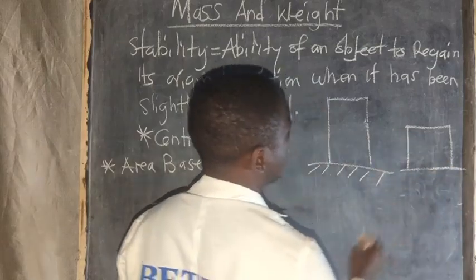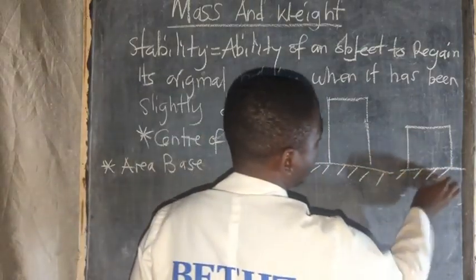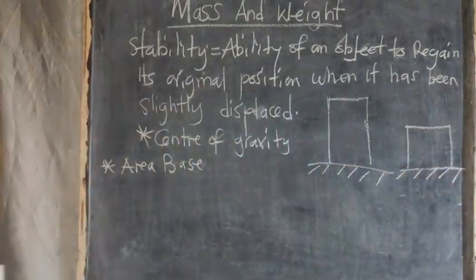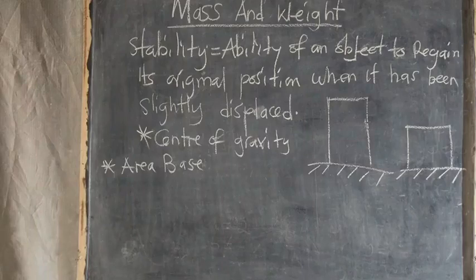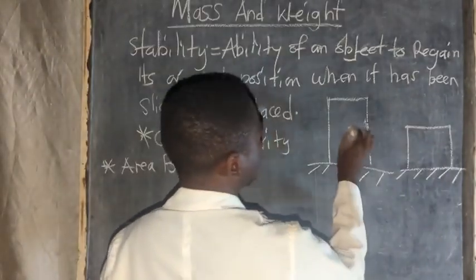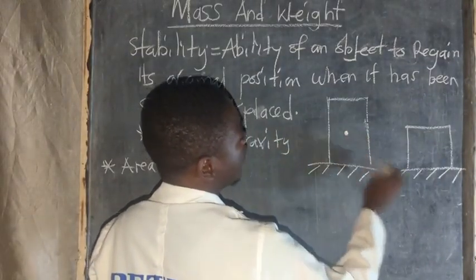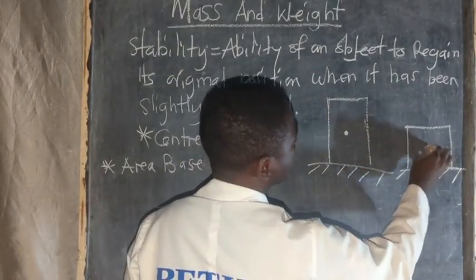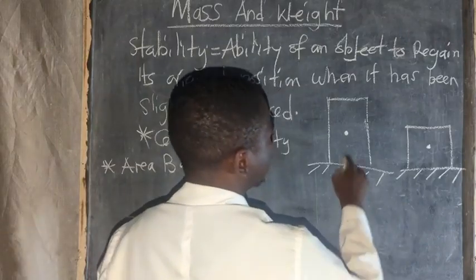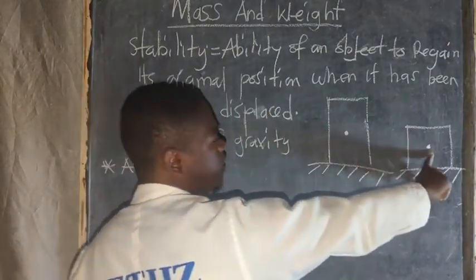Like this. So now, which one is stable? So we are just talking about stability here. Which one is stable in that case? You are going to say that the center of gravity in here is this one. The center of gravity there, it is that one. There, have you seen? So the center of gravity in there, it is that one.